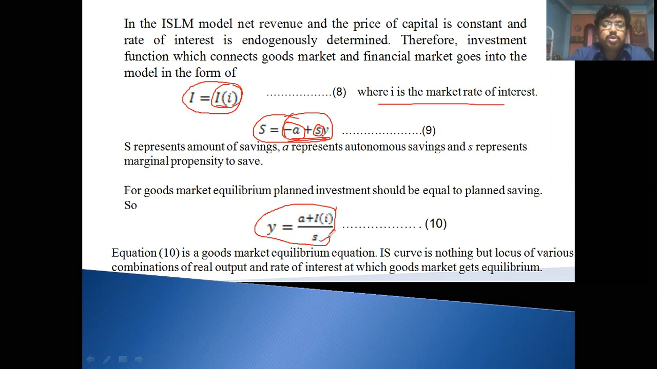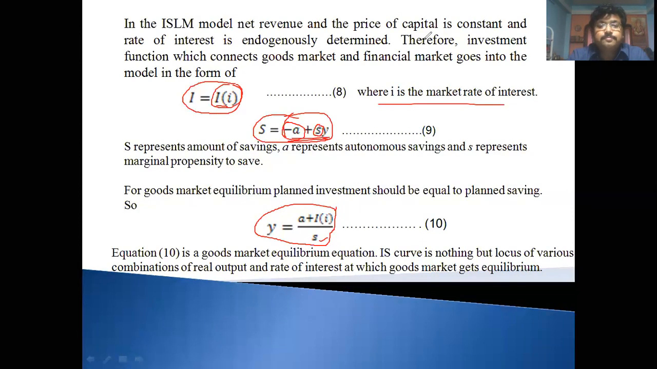propensity to save. So equation 10 here is the goods market equilibrium equation, and the IS curve is nothing but the locus of various combinations of real output and rate of interest at which the goods market gets equilibrium. Here there are two variables, Y, income, and I, the market rate of interest. So the IS curve is the locus of various combinations of real output and rate of interest.